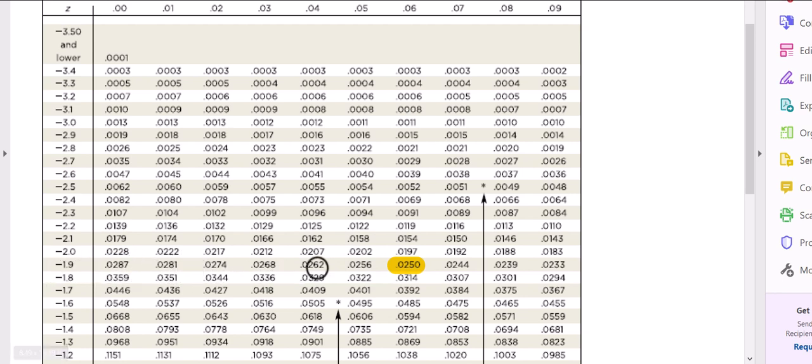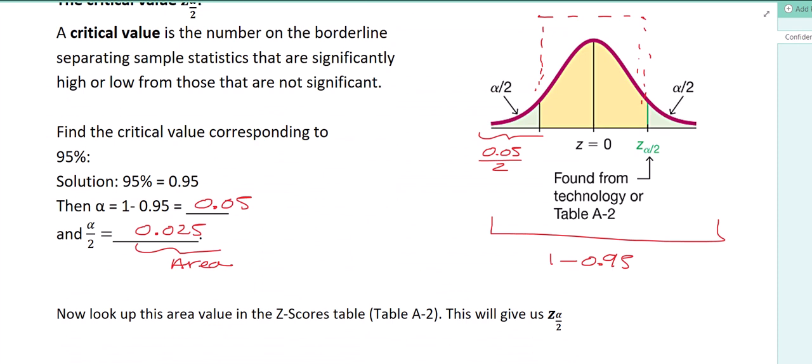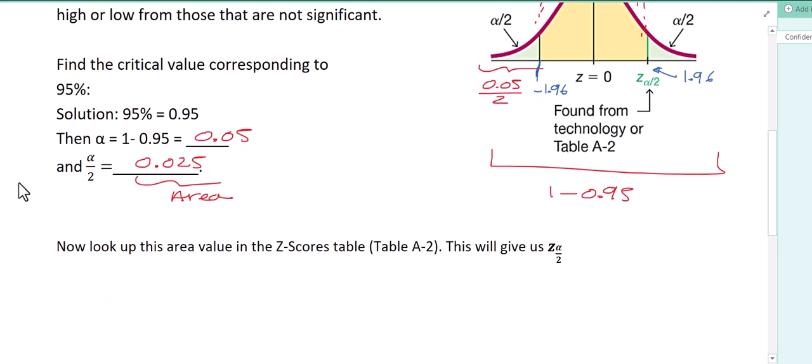Negative 1.96. So let's go back to our notes. So the z-score, this value right here, is negative 1.96. The nice thing about the bell-shaped curve is that everything is symmetric, so I know that this z-score here is going to be 1.96. And so then my z alpha over 2 is 1.96. So that's the positive one.